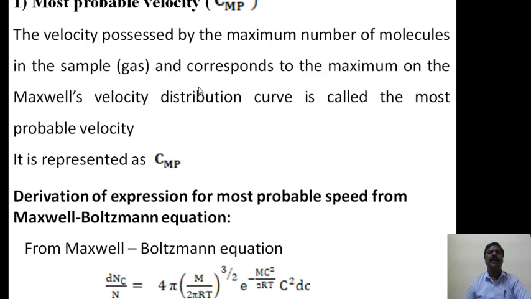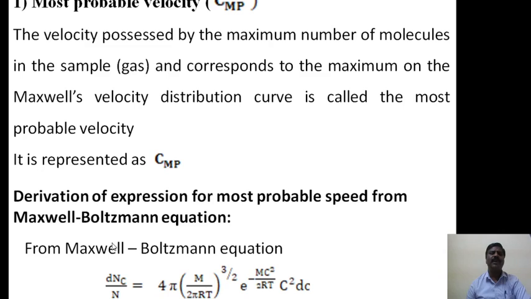Now coming to the derivation of most probable velocity. Here is the derivation of the expression for most probable velocity or speed from the Maxwell-Boltzmann equation. This question is important from the examination point of view. It will be asked for 4 marks, to derive an expression for the most probable speed of a molecule from the Maxwell-Boltzmann equation. That will appear in the exam. How do we derive this expression?